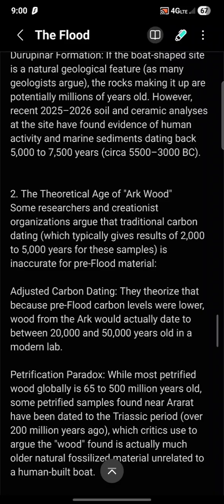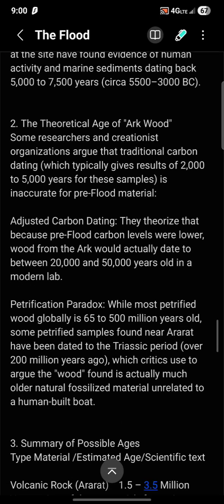The theoretical age of Ark wood. Some researchers and creationist organizations argue that traditional carbon dating, which typically gives results of 2,000 to 5,000 years for their sample, is inaccurate for pre-flood material. Adjusted carbon dating: they theorize that because pre-flood carbon levels were lower, wood from the Ark would actually date to between 20,000 and 50,000 years old in modern labs.